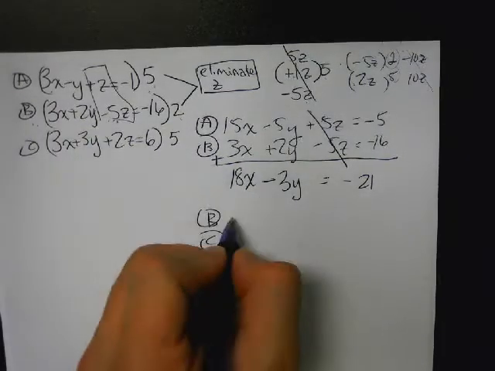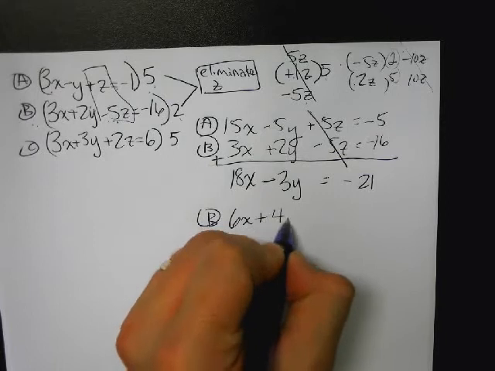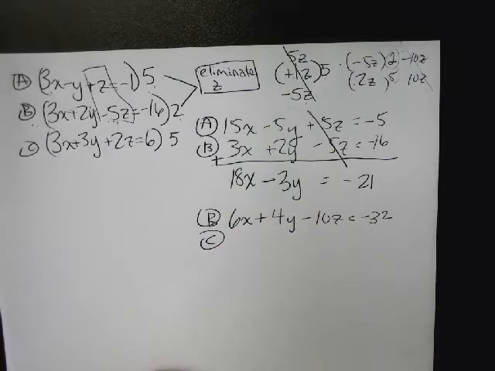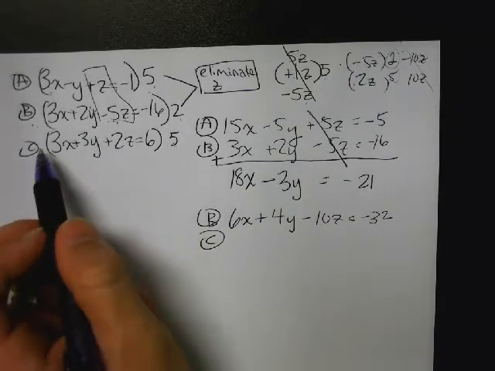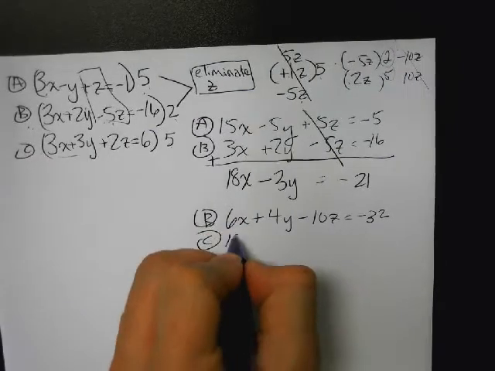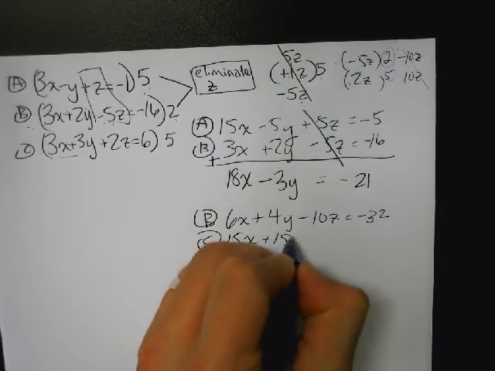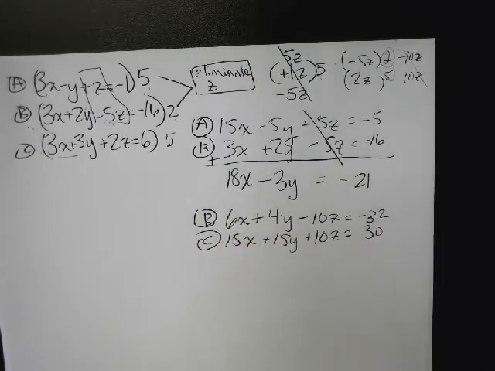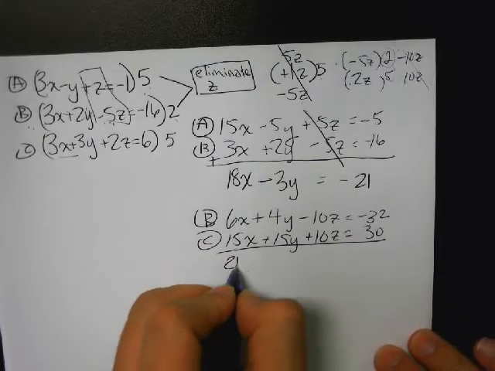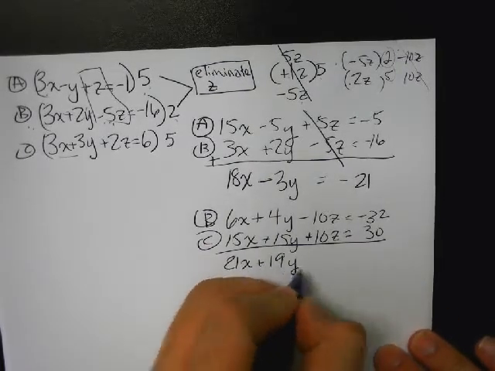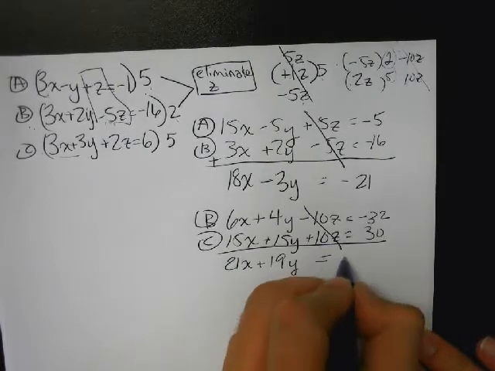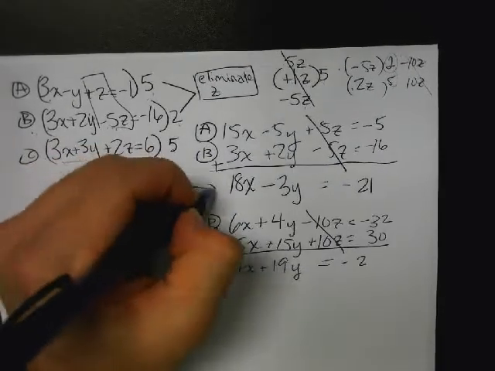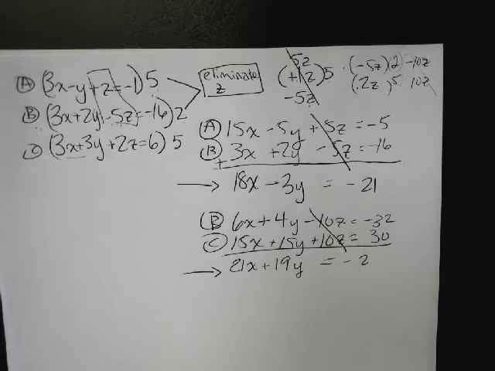2 times 3x is 6x, 4y, negative 10z, negative 32. And then if we multiply this line by 5, 5 times 3x is 15x, plus 15y, plus 10z is 30. Now we can add up these equations. 21x, 19y, the z's go to 0, and negative 2 is what we're left with. Now let's take just our linear equations, and we can solve these out.